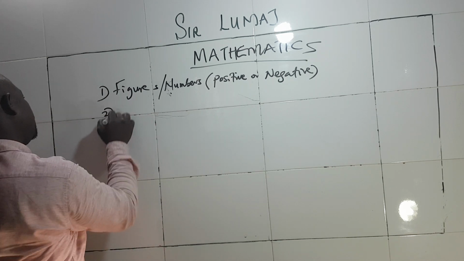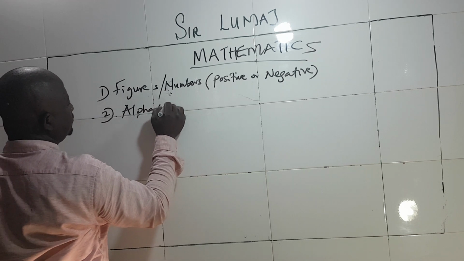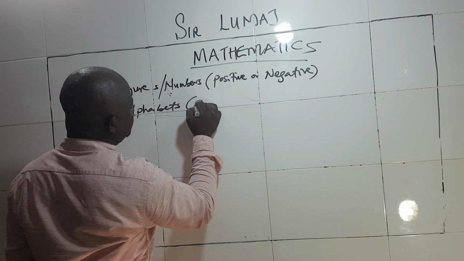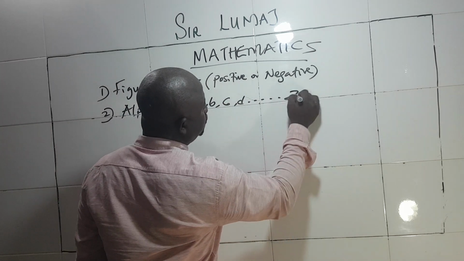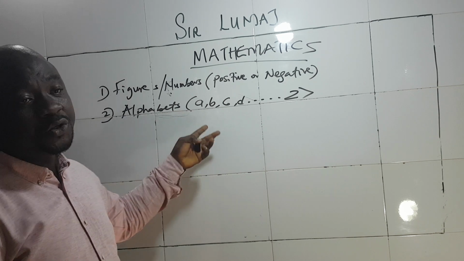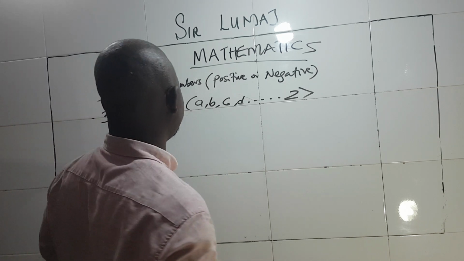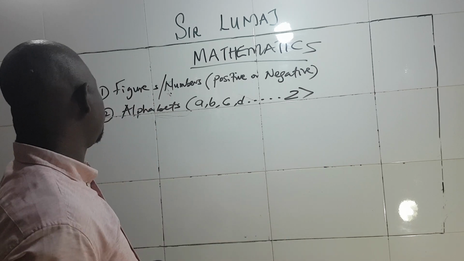2, we talk about alphabets, vis-a-vis A, B, C, D, down to Z. It can be a capital letter or small letter in your equation. You still understand the meaning of an equation.